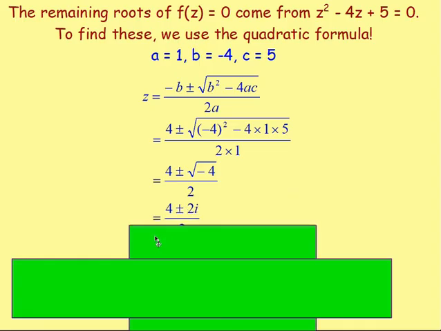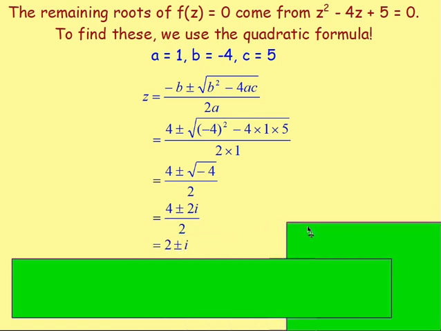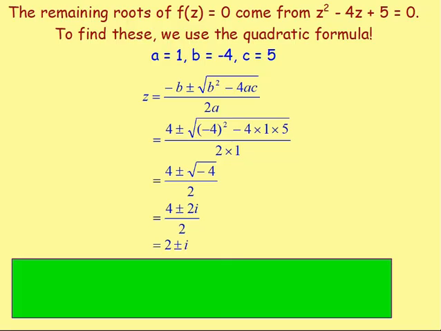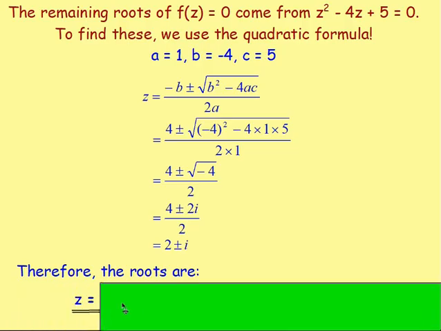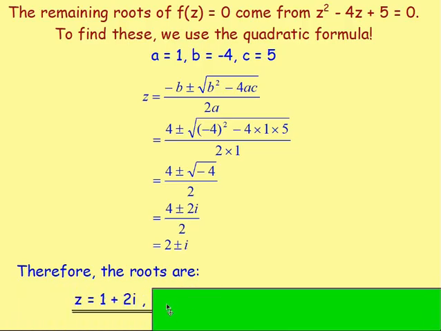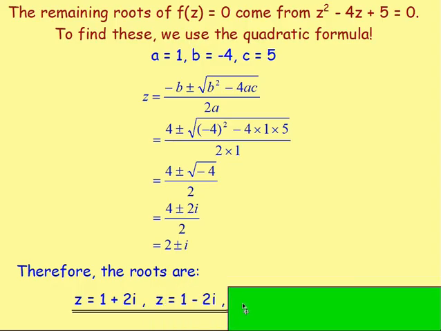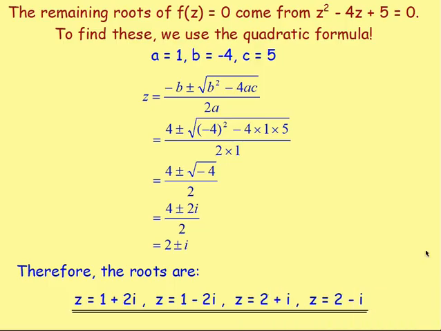Perfect. So you can say that would be 4 plus or minus 2i over 2. From here, because you are dividing by 2, divide both the 4 and the 2i by 2, and you'll get 2 plus or minus i. Meaning then the roots would be, right at the start we had z equals 1 plus 2i. We know the complex conjugate of that, the 1 take away 2i, was also a root, and we found that the final roots would be z equals 2 plus i, and also 2 take away i. And that would be all the roots of our equation.